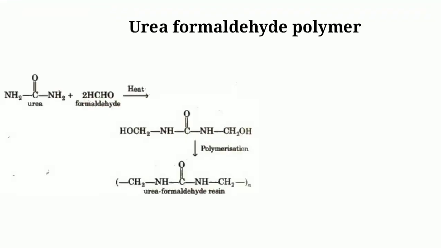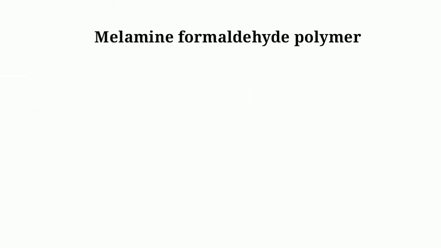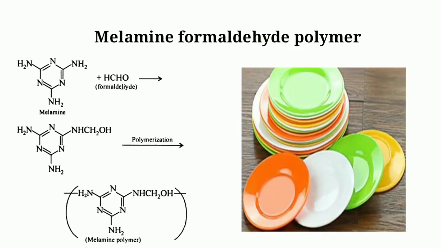In case of urea formaldehyde polymer, the monomers used are formaldehyde and urea. This urea formaldehyde polymer is used to make adhesives. In melamine formaldehyde polymer, the monomers are melamine and formaldehyde. These melamine formaldehyde polymers are used to make crockery.